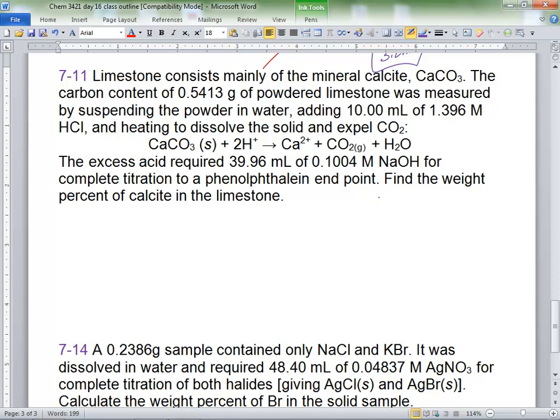Limestone mainly consists of the mineral calcite, or calcium carbonate. The carbon content of 0.5413 grams of powdered limestone was measured by suspending the powder in water. Why didn't they use the word dissolving?